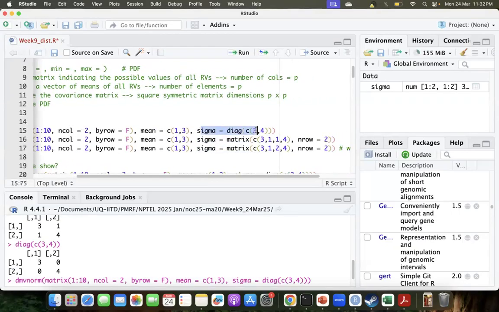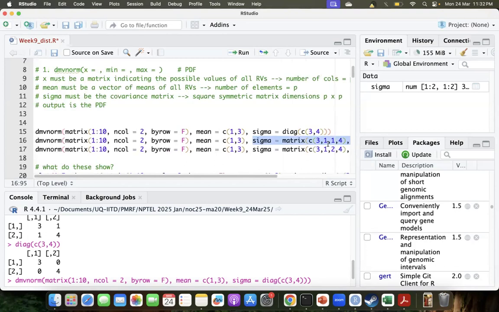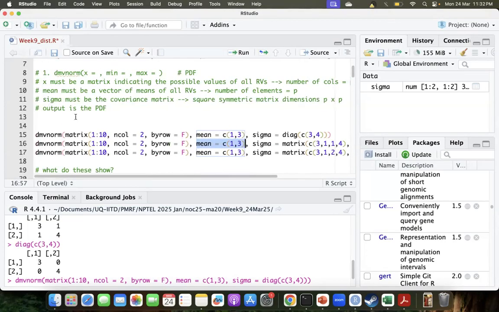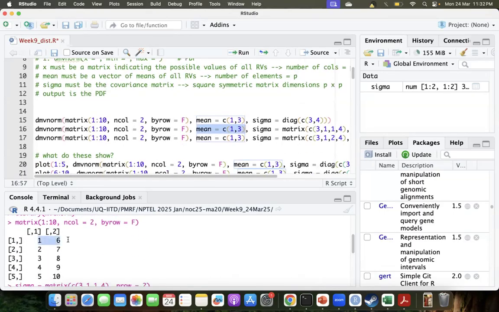So in this case also, it's making a diagonal matrix, and that's just 2 by 2 in this case also. It's a square matrix, 2 by 2, with diagonal elements telling you the variance. Mean also needs to have two elements here. So all of that is P. And the output depends on how many variables you gave it as the input.